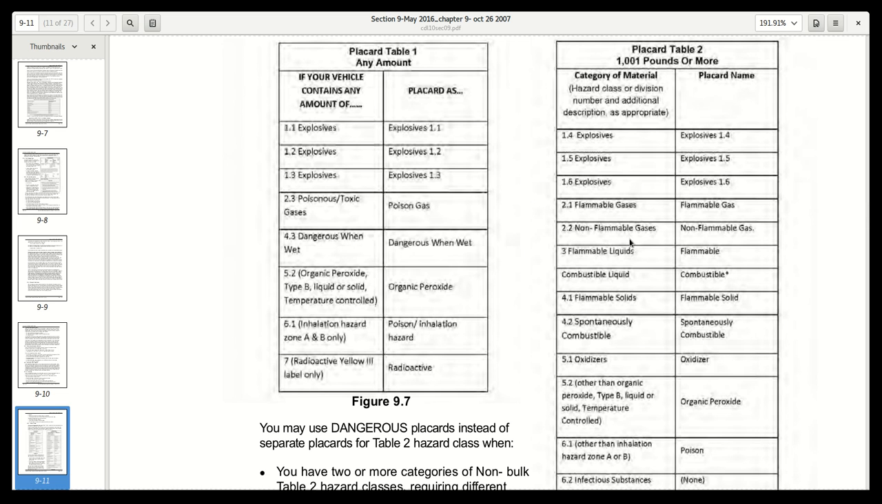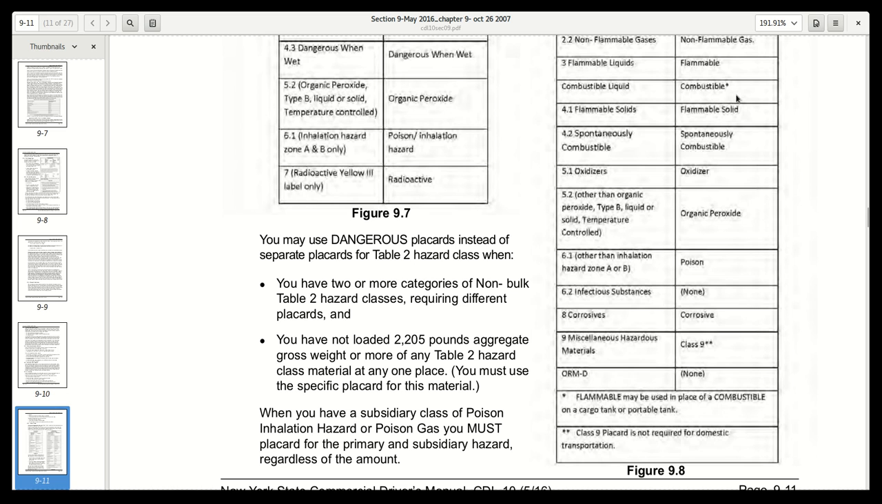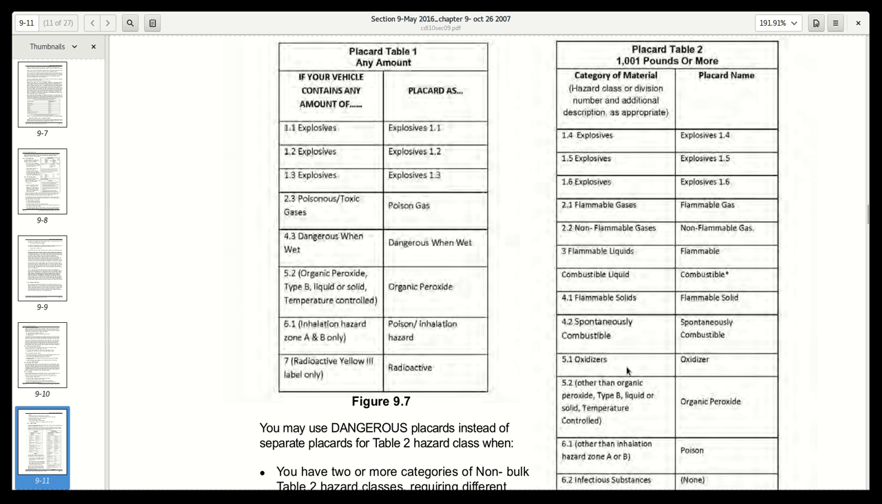2.2 non-flammable gases, placarded as non-flammable gas. 3 flammable liquids, placarded as flammable. Combustible liquid, placarded as combustible. There's a note up here. Flammable may be used in place of a combustible on a cargo tank or portable tank. 4.1 flammable solids is flammable solid. 4.2 spontaneously combustible as spontaneously combustible. 5.1 oxidizers, if you have 1,001 pounds or more, as oxidizer.